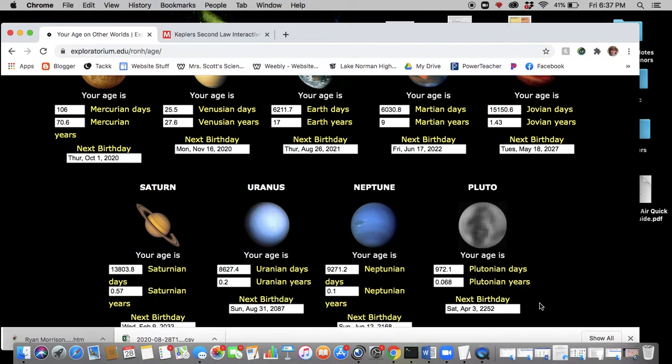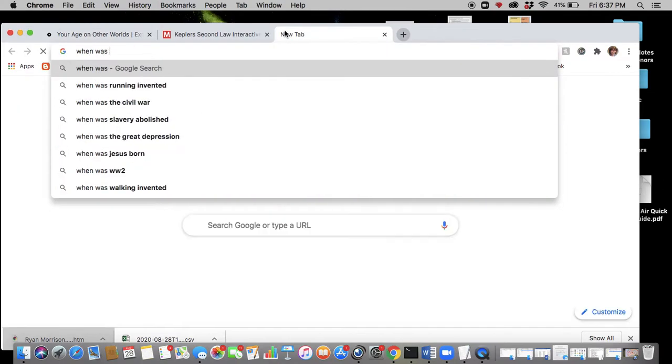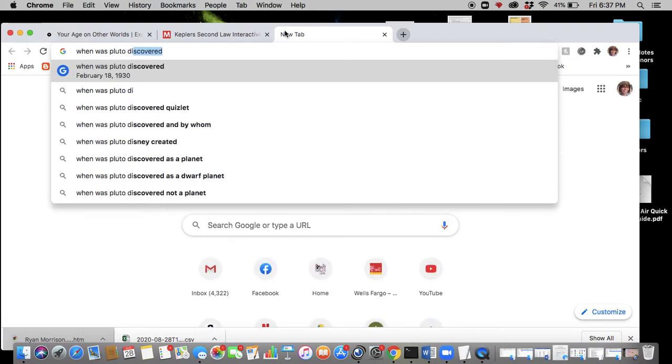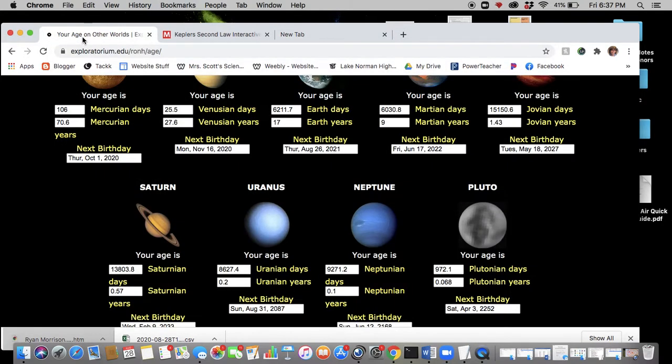Fun fact, when was Pluto discovered? 1930, that's what I thought. Okay, Pluto was discovered in 1930, so it's been 90 years since Pluto has been discovered. It hasn't even gone around the sun one time since it's been discovered. It's only made it about halfway through its orbit because it's so far away from the sun.